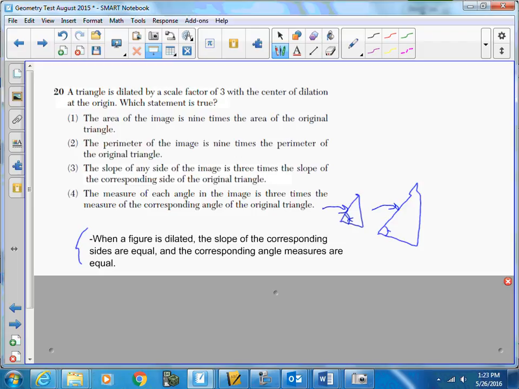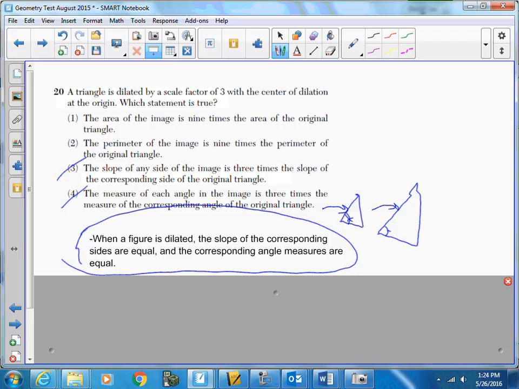Well, based on the note I just had you write down, 2 of these you should see that you can eliminate. So make sure to look at the ones you can eliminate. Hopefully you recognize 3 and 4 can be eliminated based on what I had you write down. The slopes of the corresponding sides are not going to change. The angle measures are not going to change. So now we're left with 1 and 2.